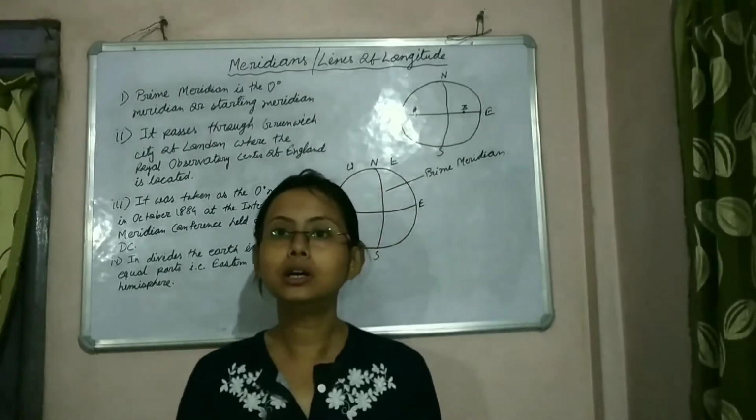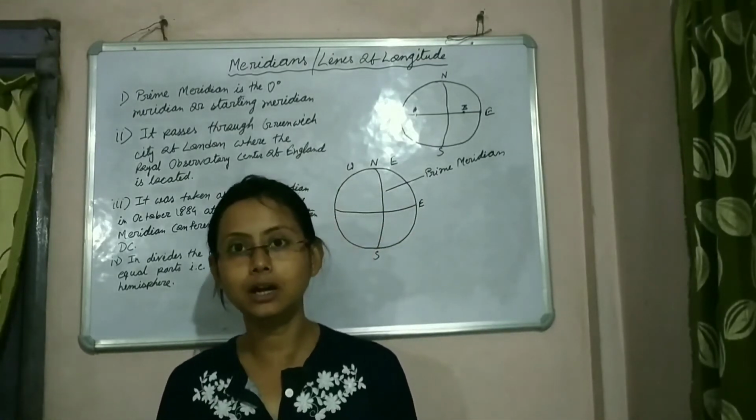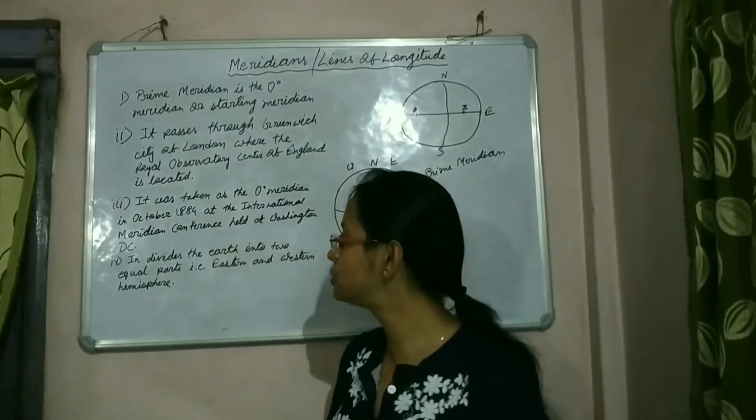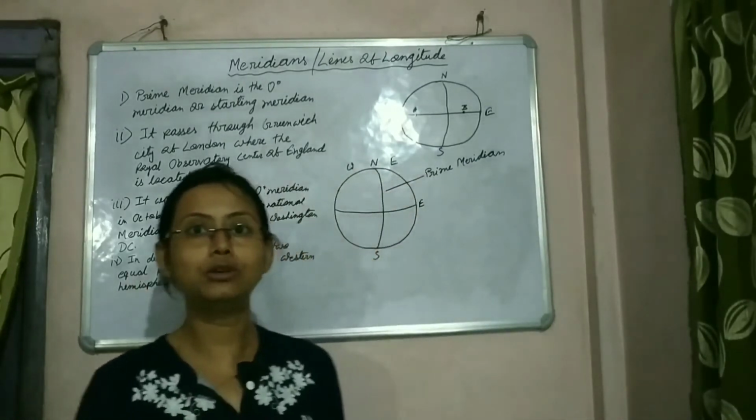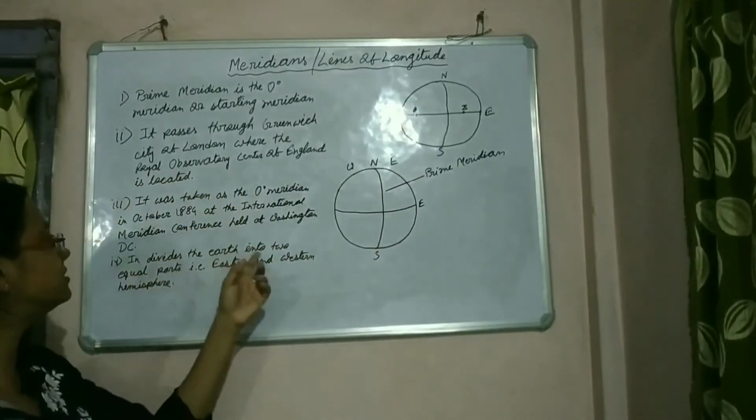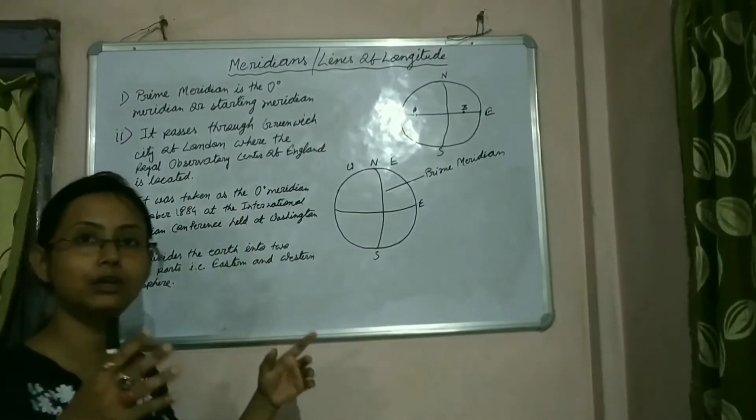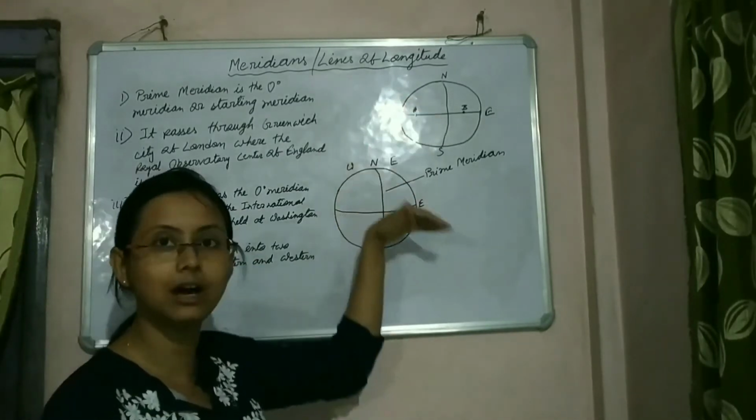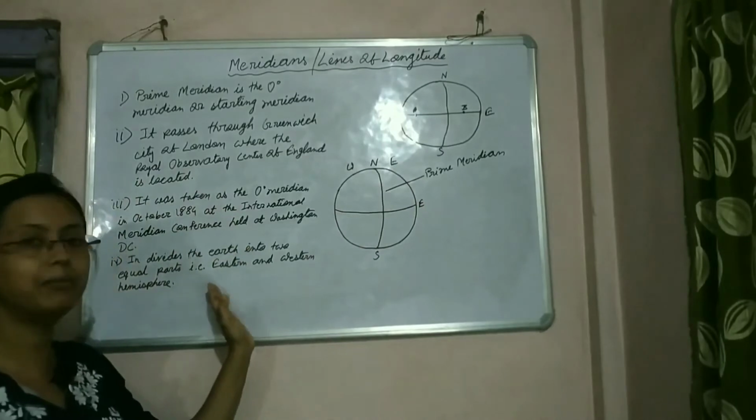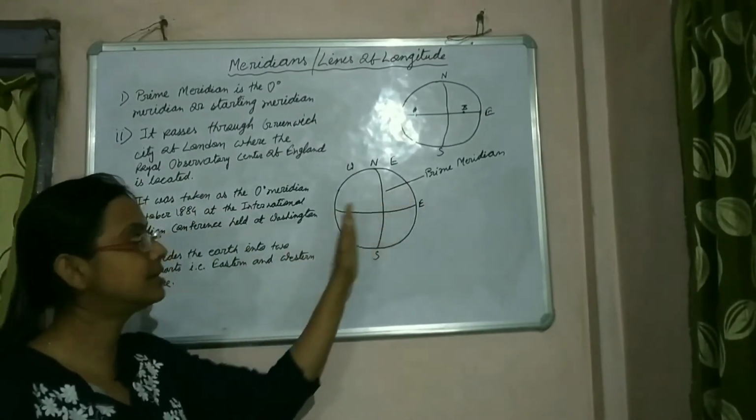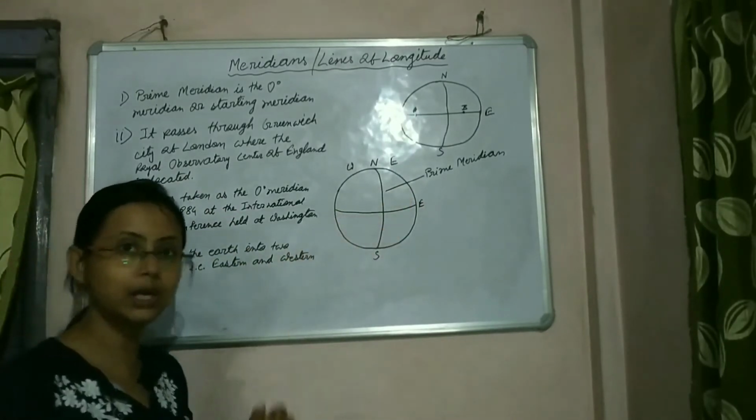So this is about the historical information or history of the prime meridian. Now let's see the next point: the prime meridian, or the 0 degree meridian, divides the earth into two equal parts. Just like the equator divides the earth into northern and southern hemispheres, similarly the prime meridian divides the earth into eastern and western hemispheres, two equal parts.